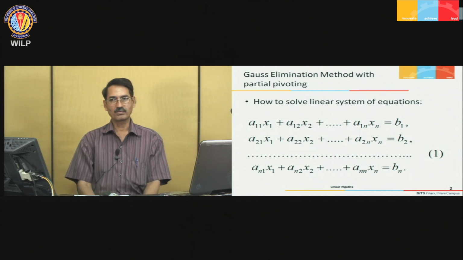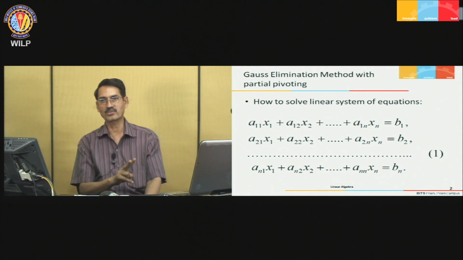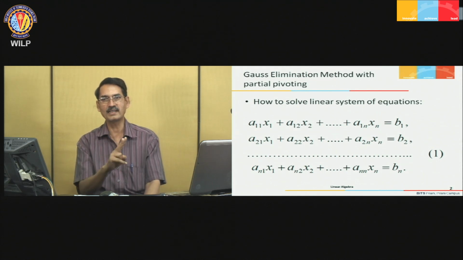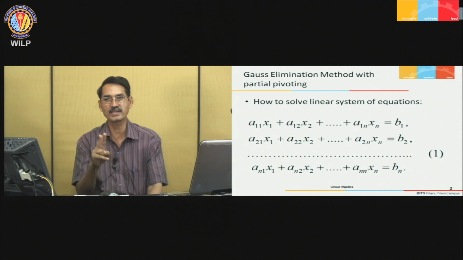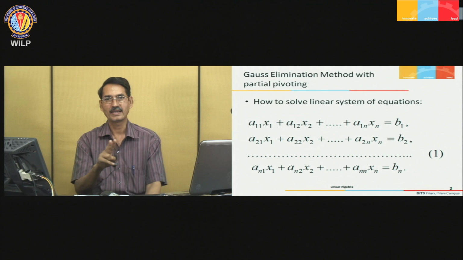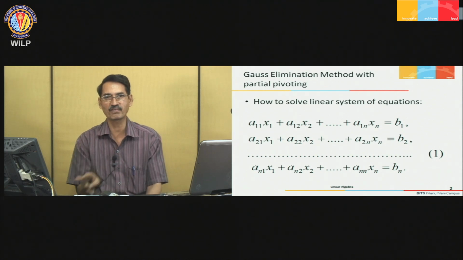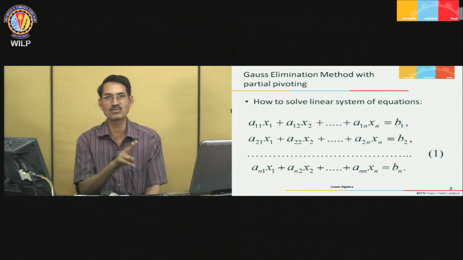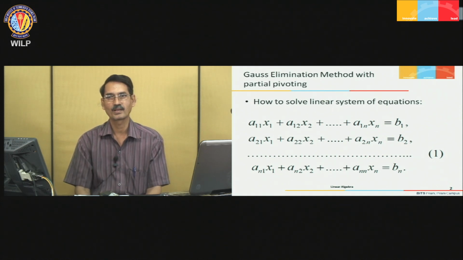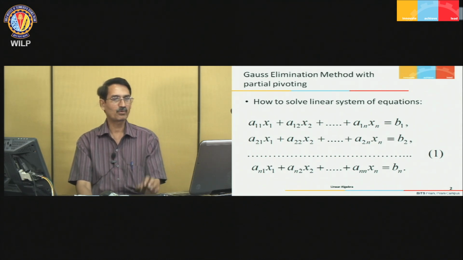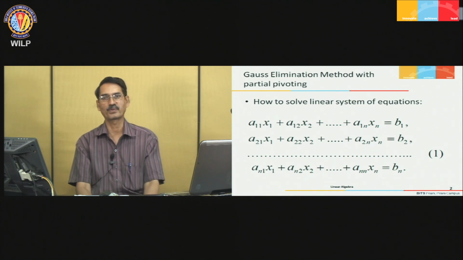So, these two methods that we are going to discuss today, Gauss elimination method and Gauss Seidel method, are valid only for n equations in n unknowns. If we are having m equations and n unknowns, where the number of equations is different from the number of unknowns, then these two methods cannot be applied. So, first restriction is that number of equations is equal to number of unknowns. So, we are having n equations and n unknowns.